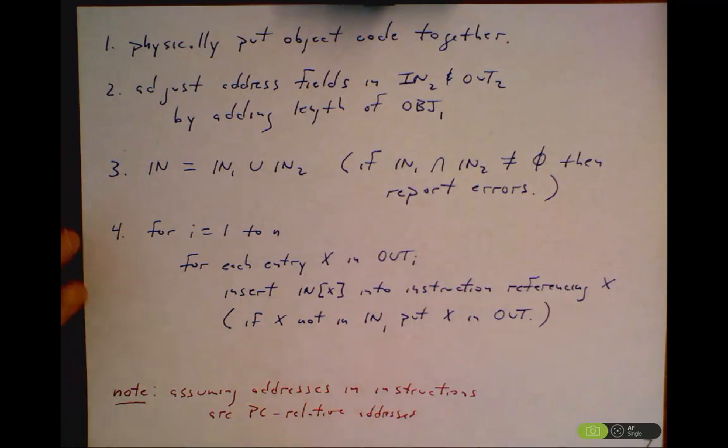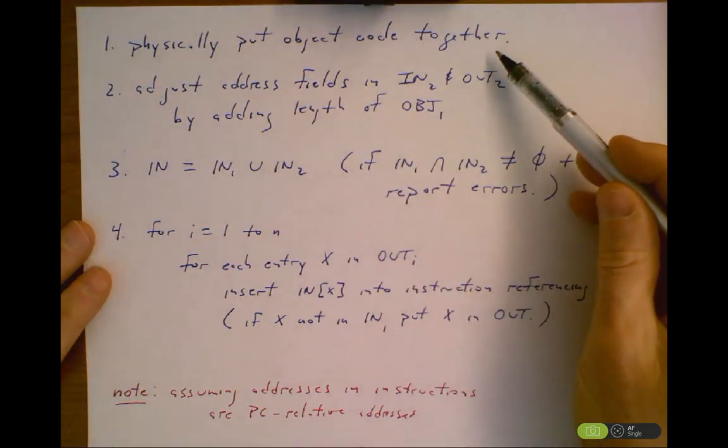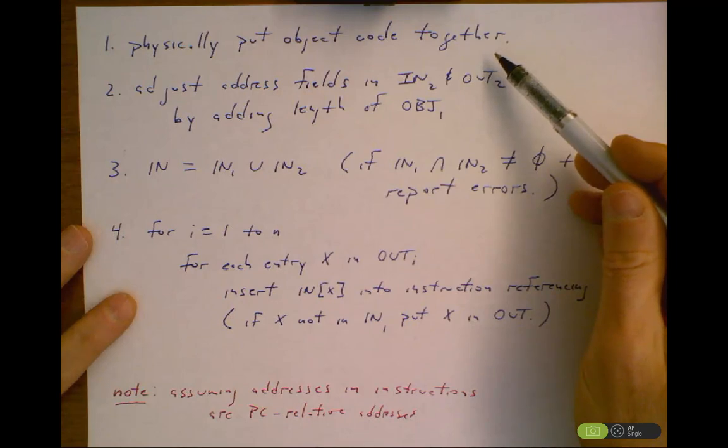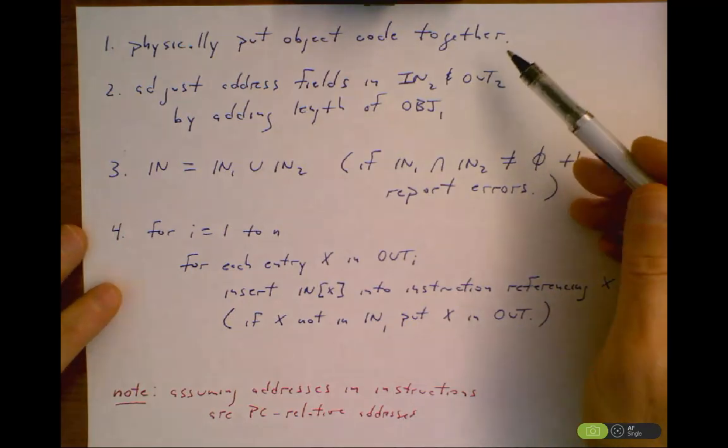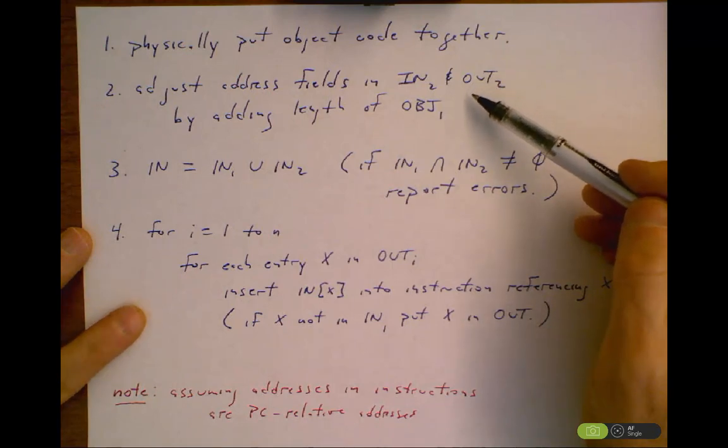Step one is what I said is the main job, right? We're going to physically put the object code together from the two files, concatenate that together so it can be put out into the output file. These other steps are a little bit more subtle, however. What do we have to do?